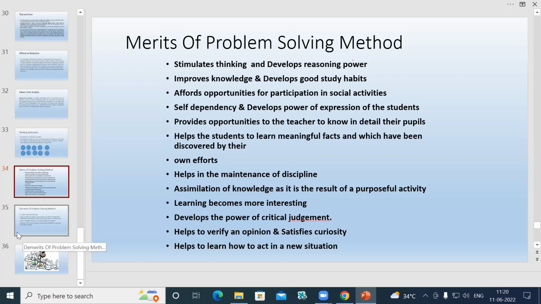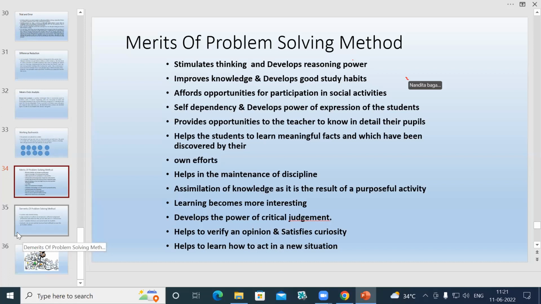Because when you go in a scientific manner, obviously it develops your scientific attitude, your reasoning power, your critical thinking, and it improves knowledge. Then it also affords opportunity for participation in social activities, self-dependency, and develops the power of expression of the student. It also provides opportunity to the teacher to know the details about their pupils, and the student learns meaningful facts which have been discovered by their own efforts.